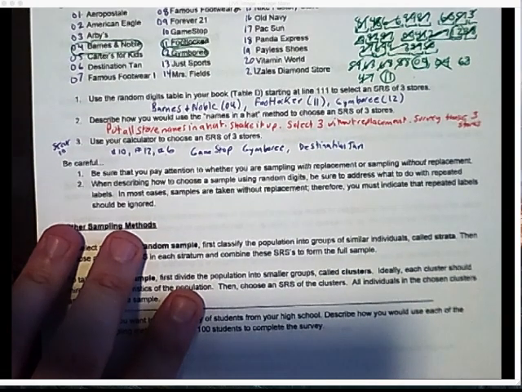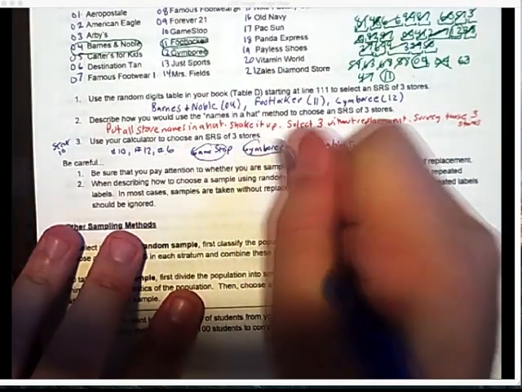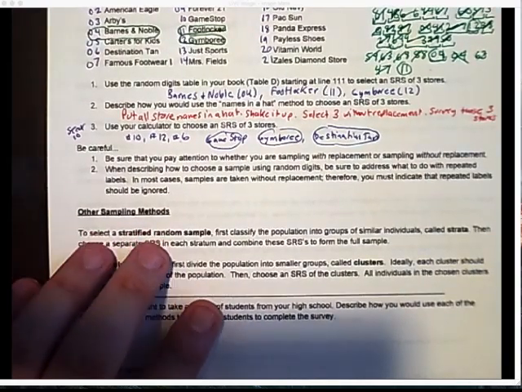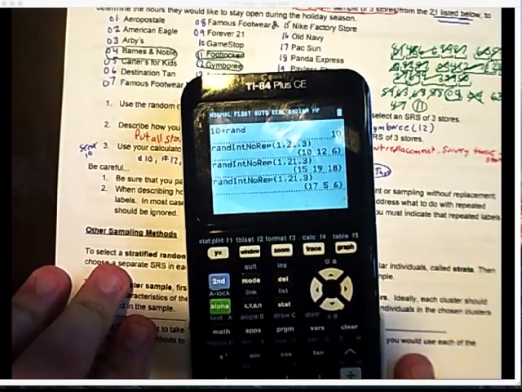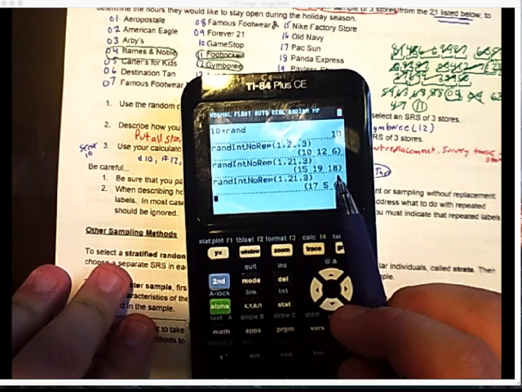Okay. So those would be the 3 stores if I use my calculator and seeded it with the number 10. All right. Now, if you do the same entry again, it's going to give you 3 different numbers. Okay.